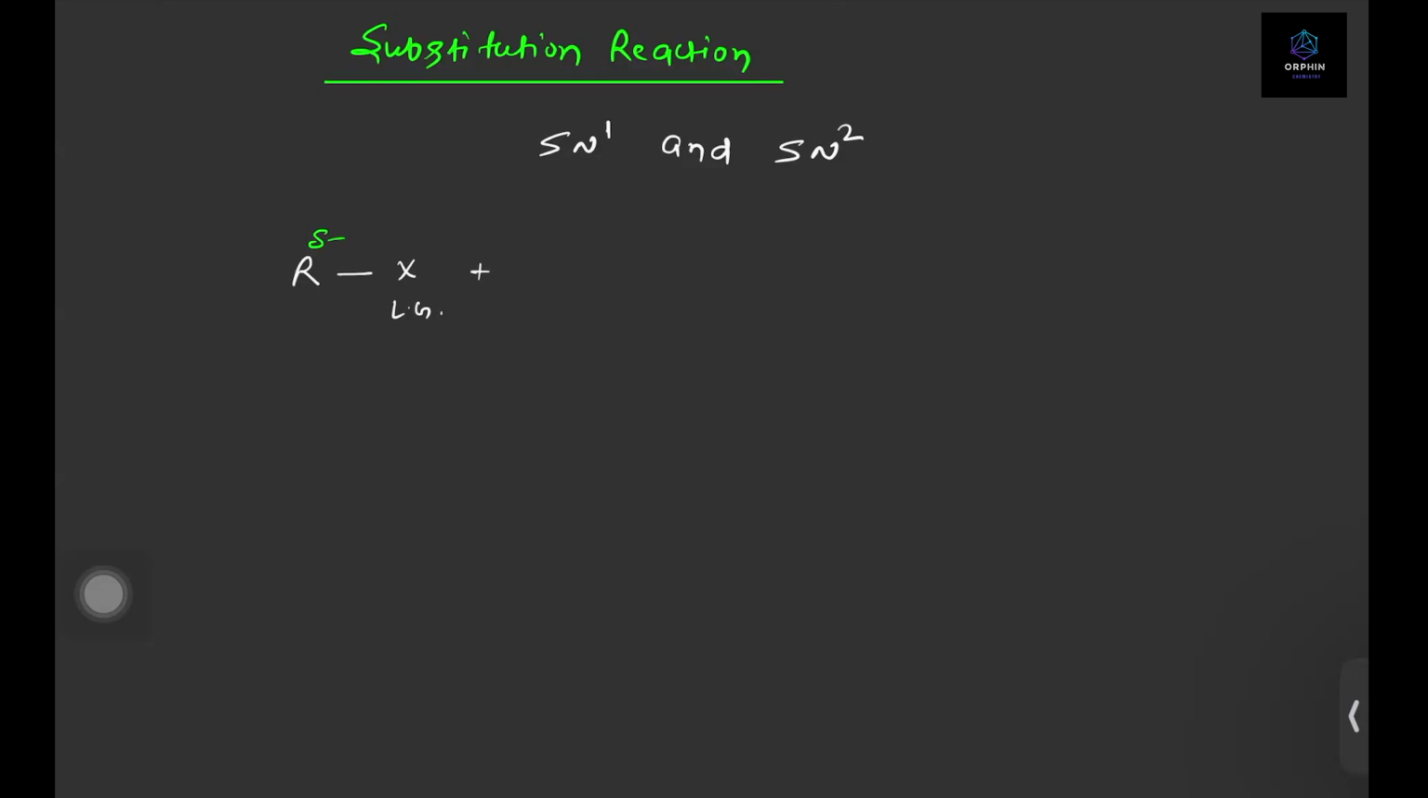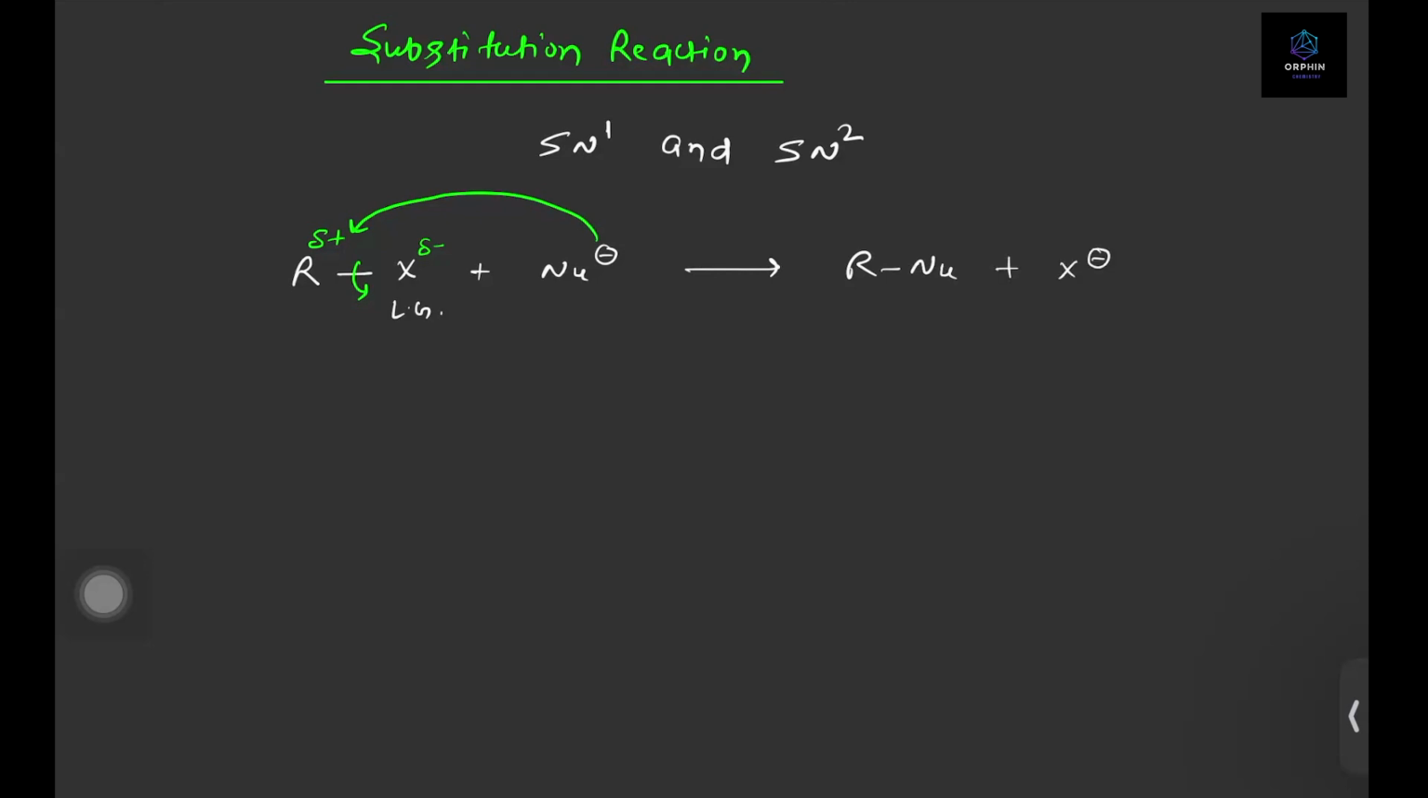Basically this carbon has a partial positive charge, and this has a partial negative charge. So a nucleophile, which is electron rich, can attack the carbon and remove the leaving group. Finally you get R bonded to the nucleophile, and the leaving group is removed.